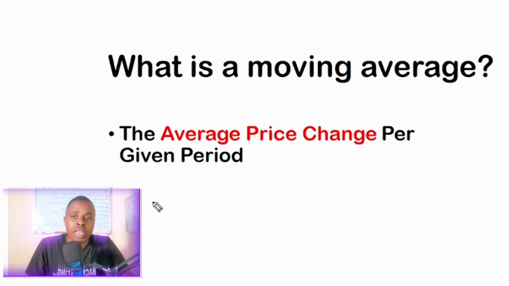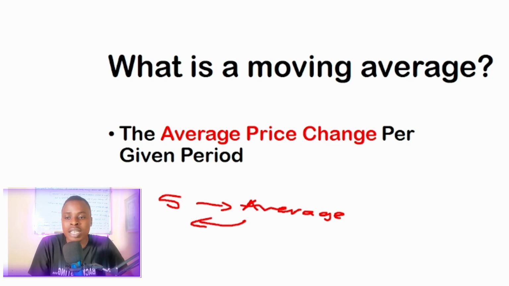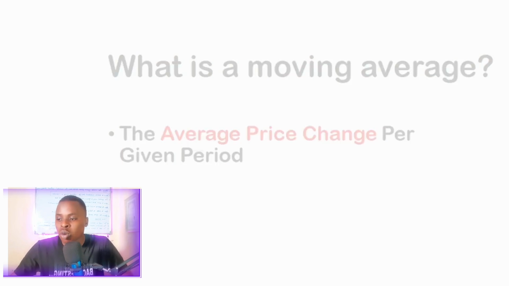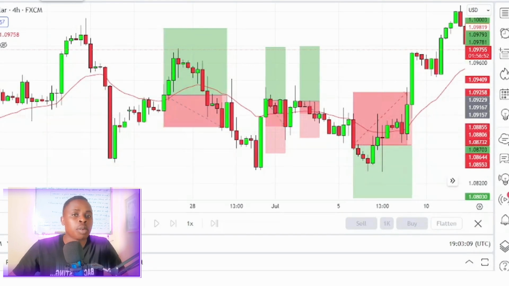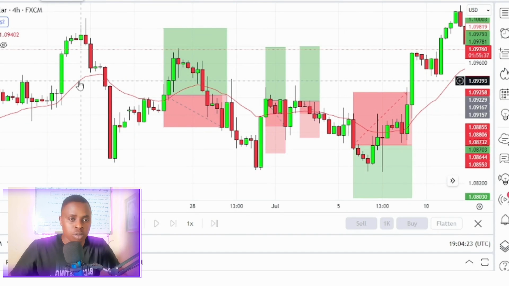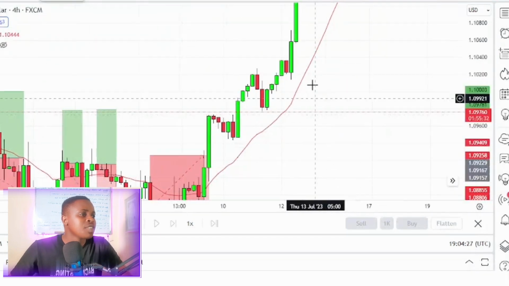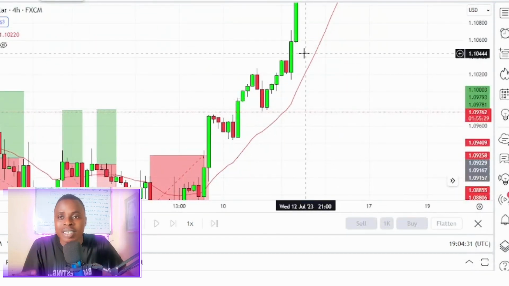So for example, if you are using the 5 period moving average, that simply means you are saying the average price movement of the last 5 candles, right? So you want to see the average price movement of the last 5 candles, and let me show you how this works in the market, right? So when you come to your trading platform and you pull out your moving average right here, in this case this is the 21 period moving average. So what this 21 period moving average is doing here is that it's calculating the average closing prices of the last 21 candles.